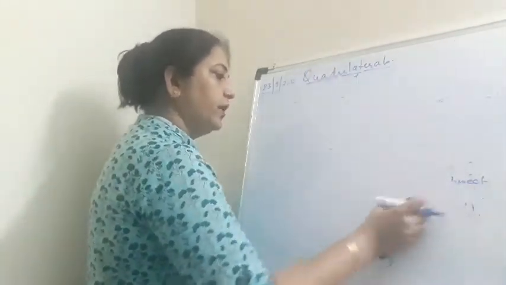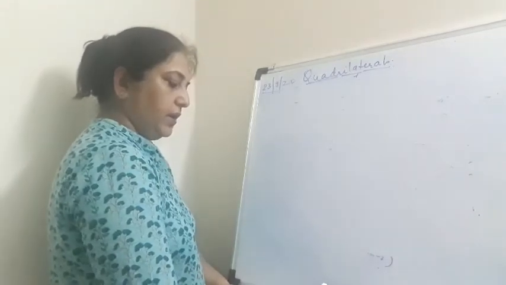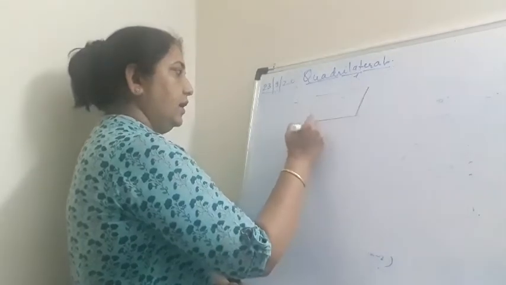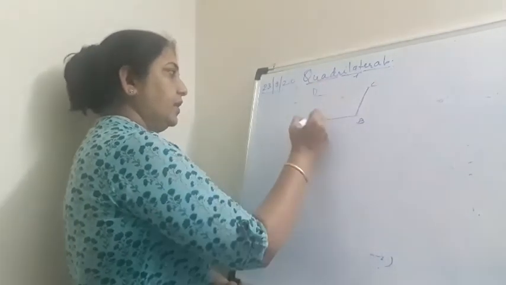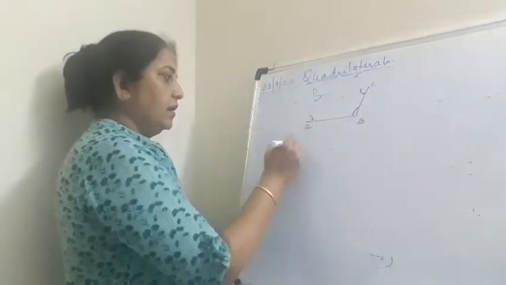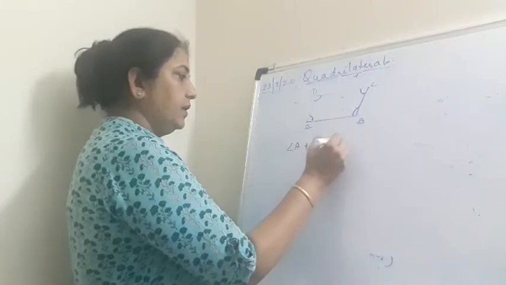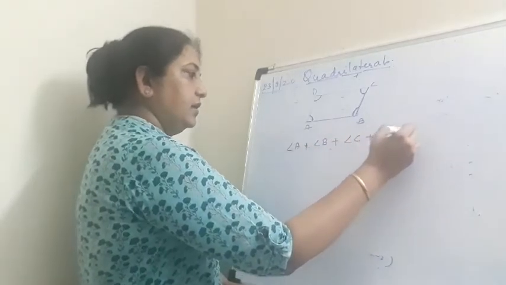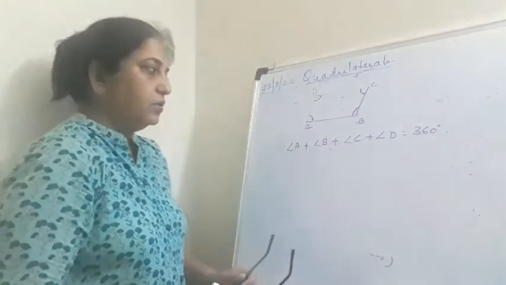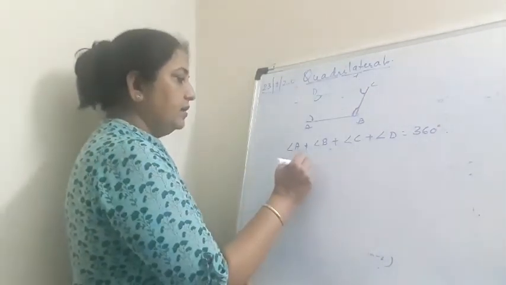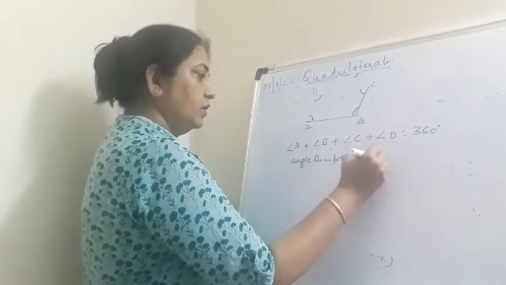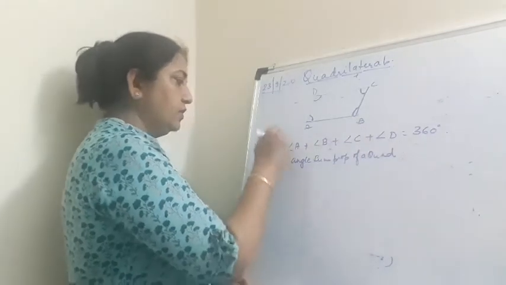Okay, now when I talk about simple quadrilateral ABCD, angle A, angle B, angle C, angle D. Angle A plus angle B plus angle C and angle D is how much? Equal to 360 degrees. Okay, this you've done before also. So this is known as the angle sum property of a quadrilateral. Okay, so this is one property.